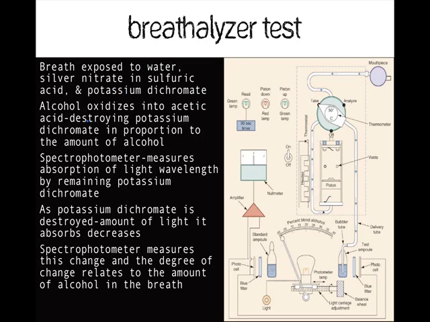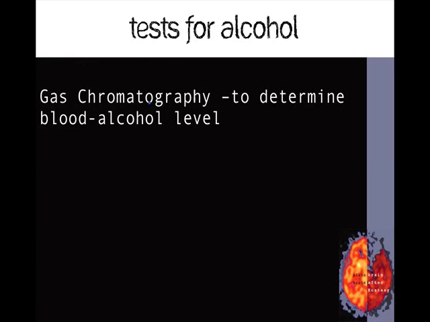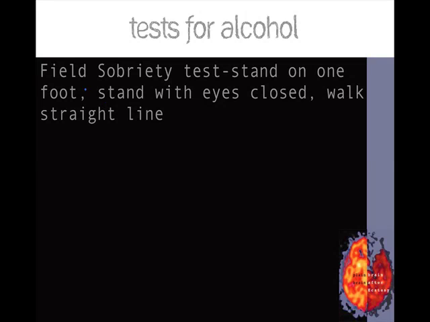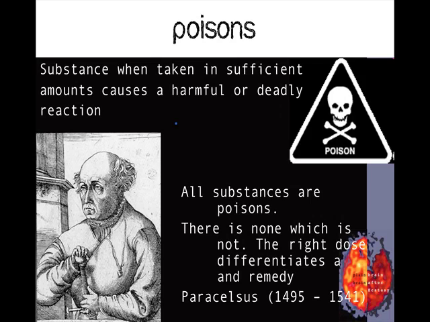Another test is gas chromatography to determine the blood alcohol level, which we can talk about quite a bit. And then on site there's the field sobriety test, where you stand on one foot, you stand with your eyes closed, and you walk on a straight line. Okay. So we're going to discuss poisons.